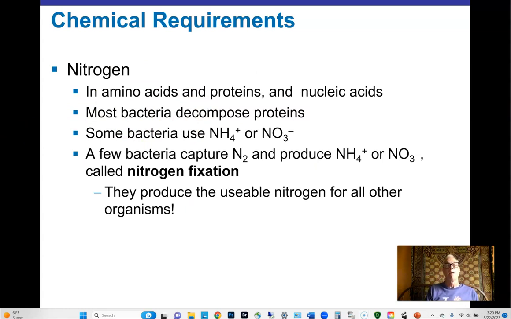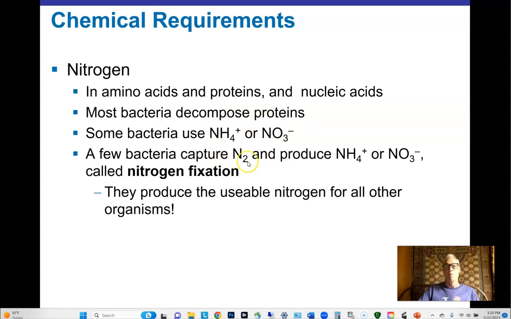This is the amine. An amine group in organic chemistry is a nitrogen-containing organic group. So amino acids have nitrogen. Nucleotide bases have nitrogen, nucleic acids. So we need plenty of nitrogen in order for bacteria to do what they do, for living cells to do what they do. Some organisms can use ammonia or nitrate.